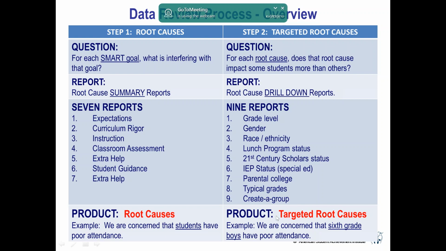And then the product is the targeted root cause. We are concerned that 6th grade boys have poor attendance. Then we know where to go with our interventions. We're not targeting the whole student body. We're looking at 6th grade boys and how are we going to improve their attendance.